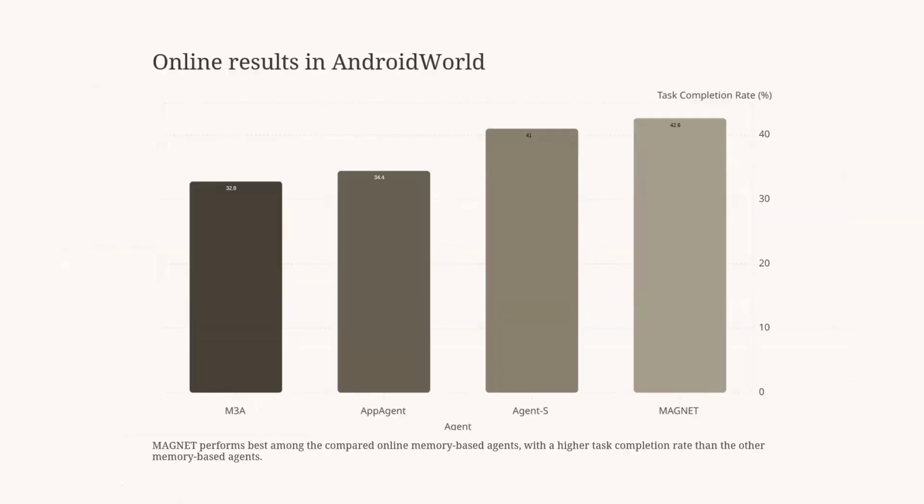Moving on to the online results in Android World. We also compared it here, and you can see that Magnet is performing pretty well compared to the other agents. It gives you a success rate of 42.6% in the online comparison as well.